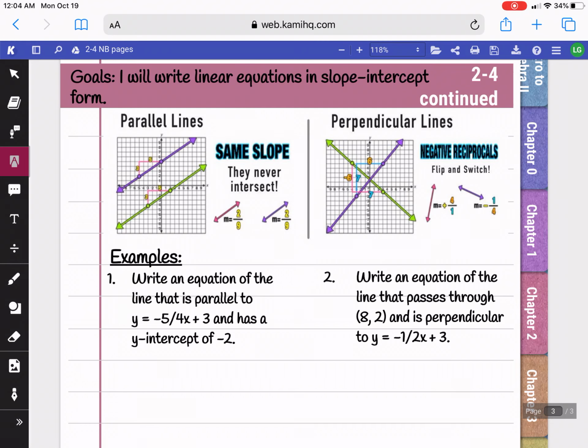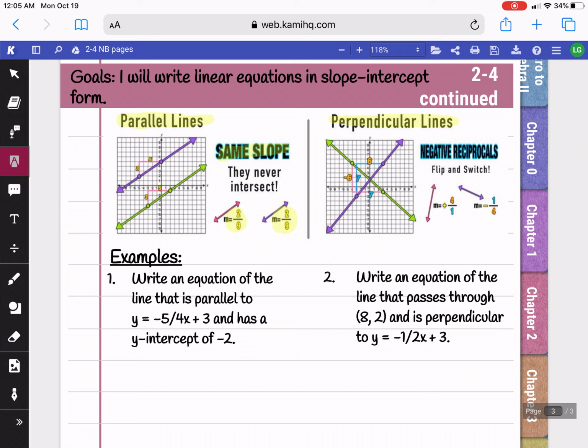We're going to continue writing equations of lines in slope-intercept form, but this time for your special lines, the ones that are parallel and perpendicular. In Algebra 1, you learned that parallel lines never intersect and they have the same slope. So if one of them has a slope of 2/9, so does the other one.